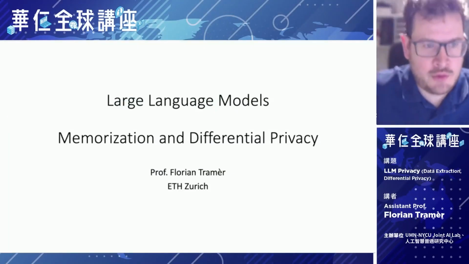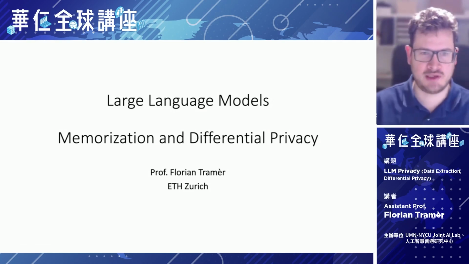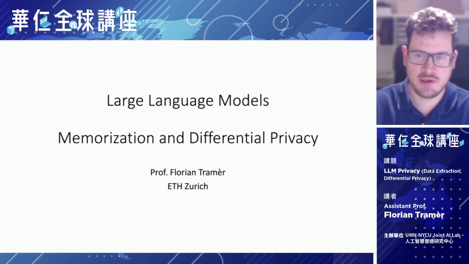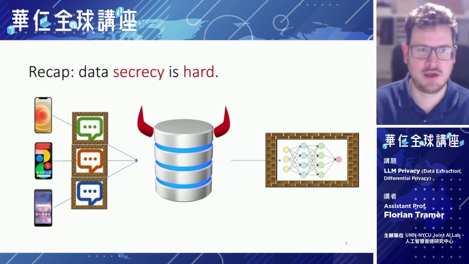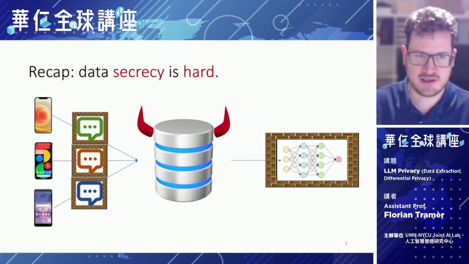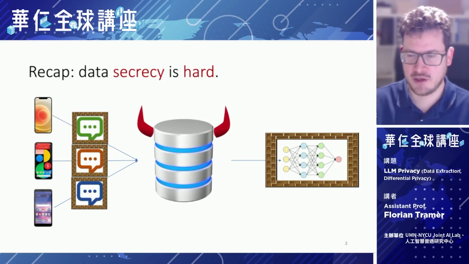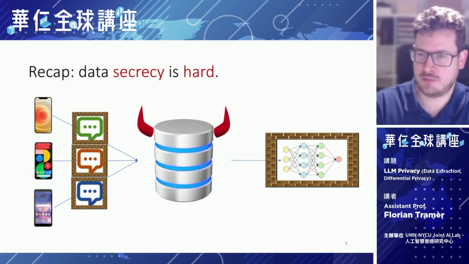Okay, so welcome back. And now in this second part, we're going to be talking about memorization and differential privacy for large language models. As a quick recap, what we talked about before here was that data secrecy is hard. If you want to protect your data from some central aggregator, you need to essentially encrypt this data in a strong manner.